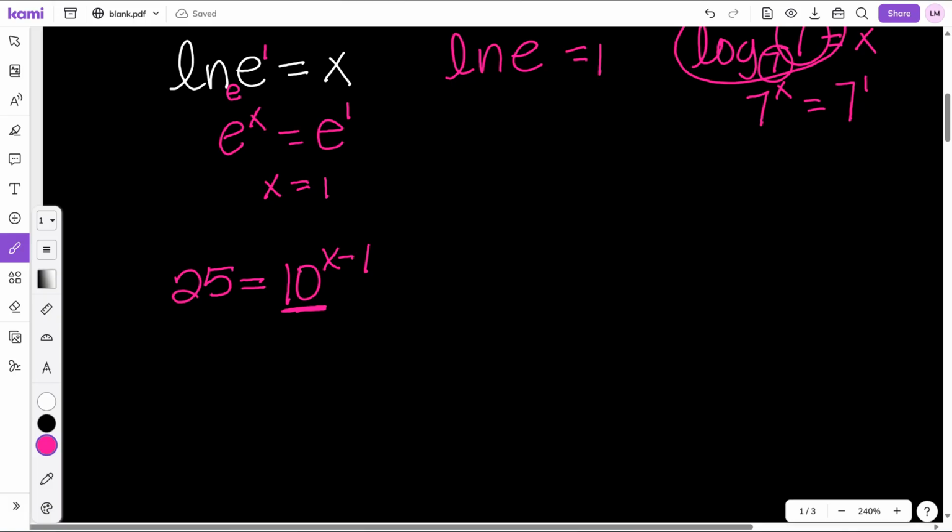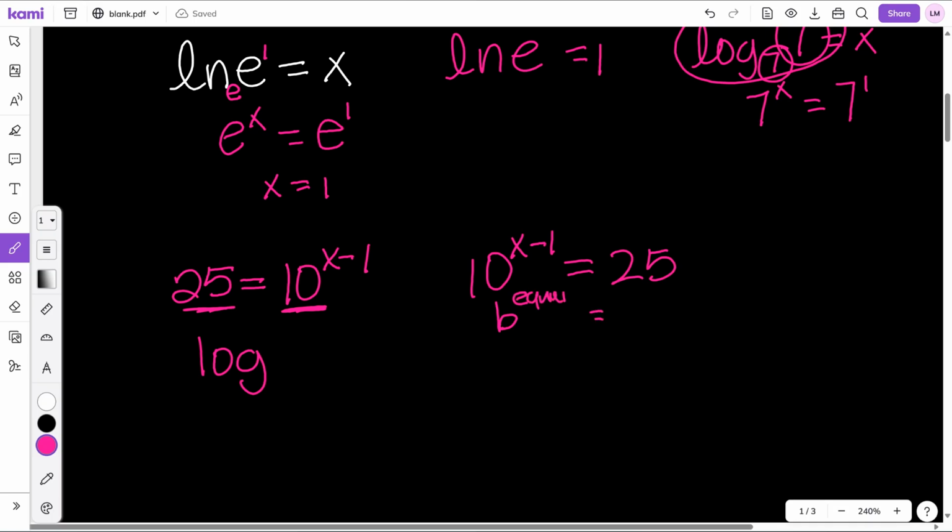Well, this is my base, so I have log base 10. I'm not going to write anything because it's a common logarithm. My argument is over here. So I have my base, what it's equal to, and my argument, when I change it to logarithmic form. So I have log base 10 of 25 is equal to x minus 1. That's just undoing what we were doing just a minute ago.